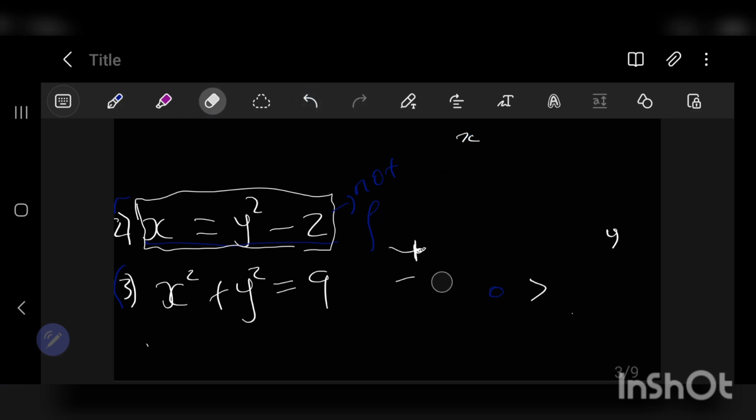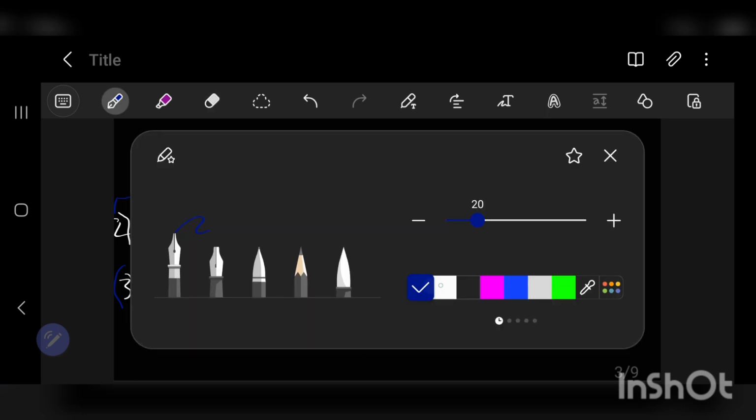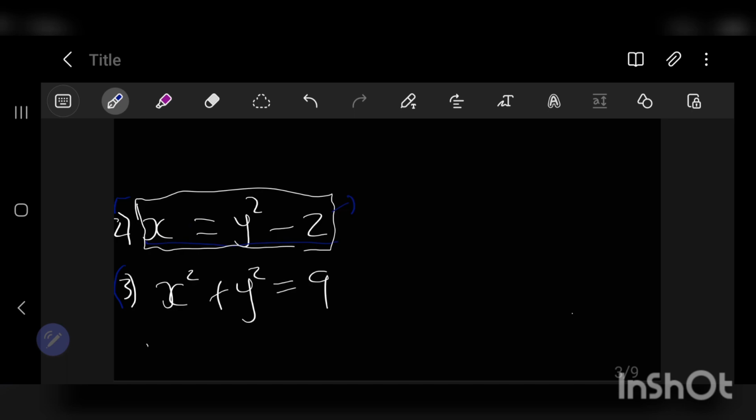So we know that this is not what, people? This is not a function.